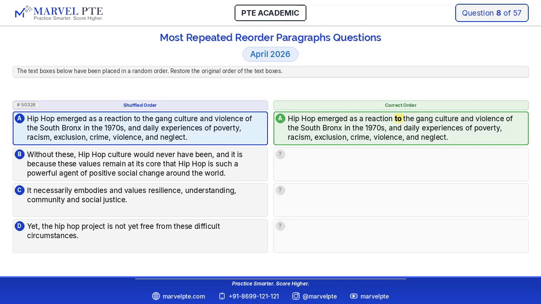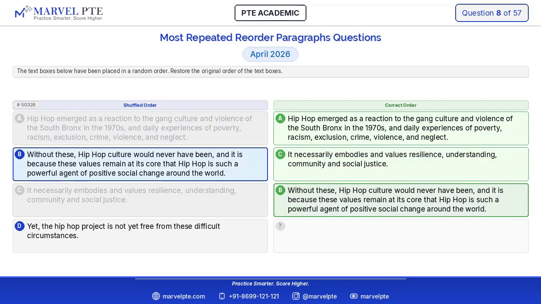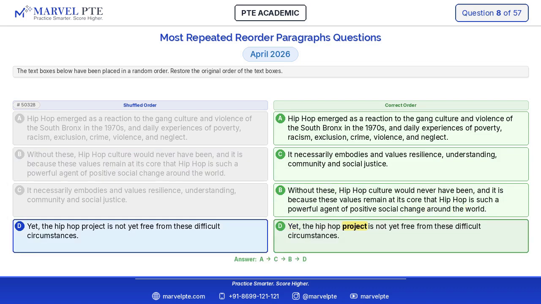Hip-hop emerged as a reaction to the gang culture and violence of the South Bronx in the 1970s and to daily experiences of poverty, racism, exclusion, crime, violence, and neglect. It necessarily embodies and values resilience, understanding, community, and social justice. Without these, hip-hop culture would never have been, and it is because these values remain at its core that hip-hop is such a powerful agent of positive social change around the world. Yet, the hip-hop project is not yet free from these difficult circumstances.